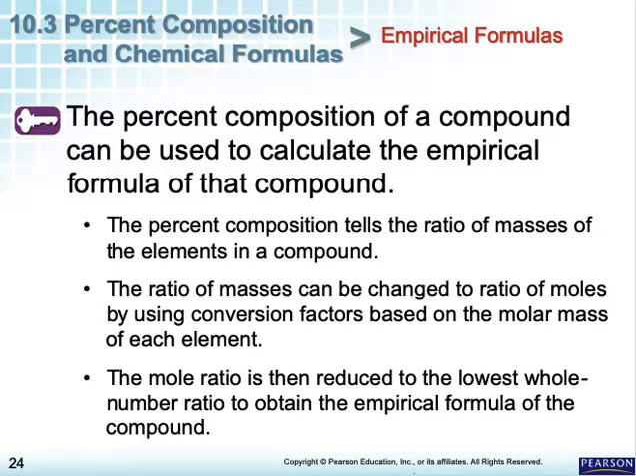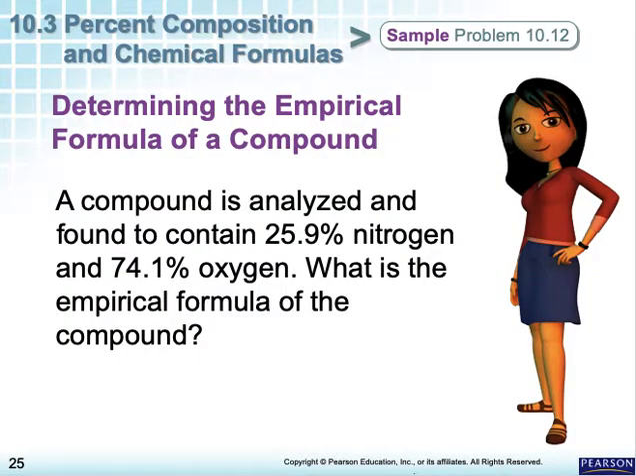We left off here. Let's keep going for part 2 of section 3. And how would I determine an empirical formula if I was given percent composition data? So if we know that a compound is 25.9% nitrogen and 74.1% oxygen, how would I get the empirical formula?